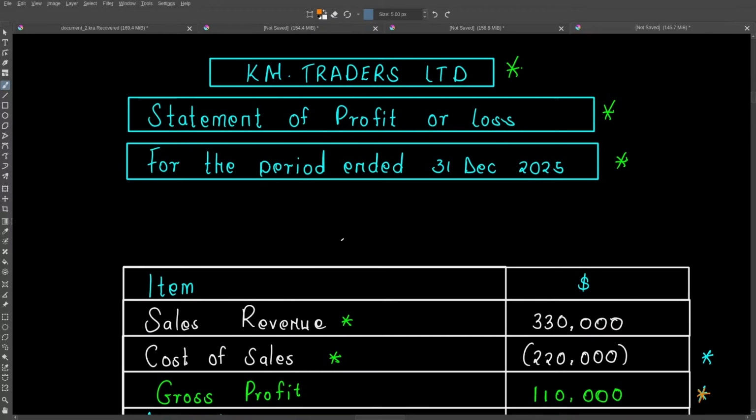So with that, that is for today. I'm going to do more examples on these scenarios, and next we'll be looking at the statement of changes in equity.